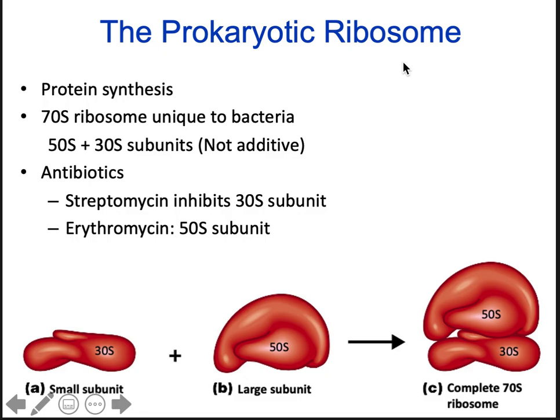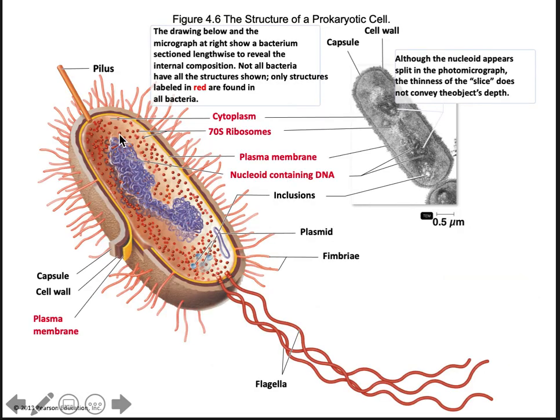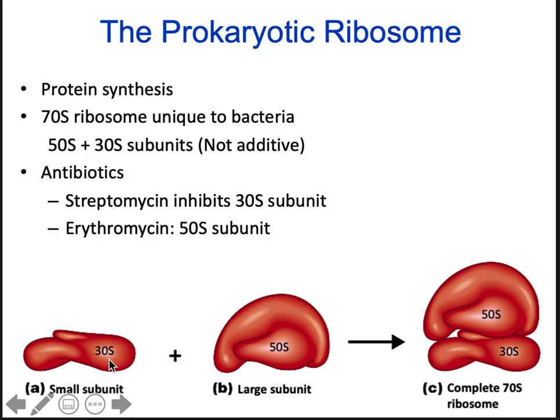So ribosomes, which are shown here as just all these dots. Cells are packed full of ribosomes because this is how you make protein, right? So the ribosome is used in protein synthesis, and the bacterial ribosome is smaller than the eukaryotic, and so we call it the 70S ribosome. It's made up of a small subunit and a large subunit. The small subunit is called the 30S subunit, and the large subunit is called the 50S.